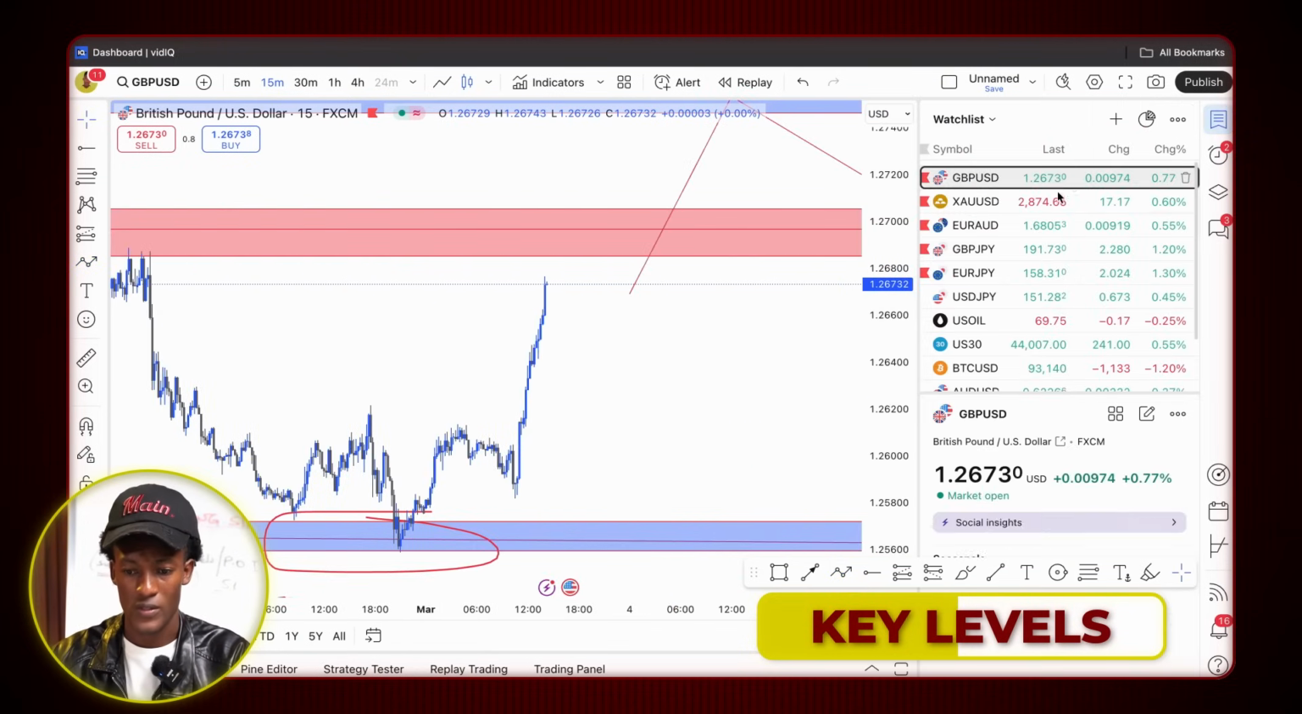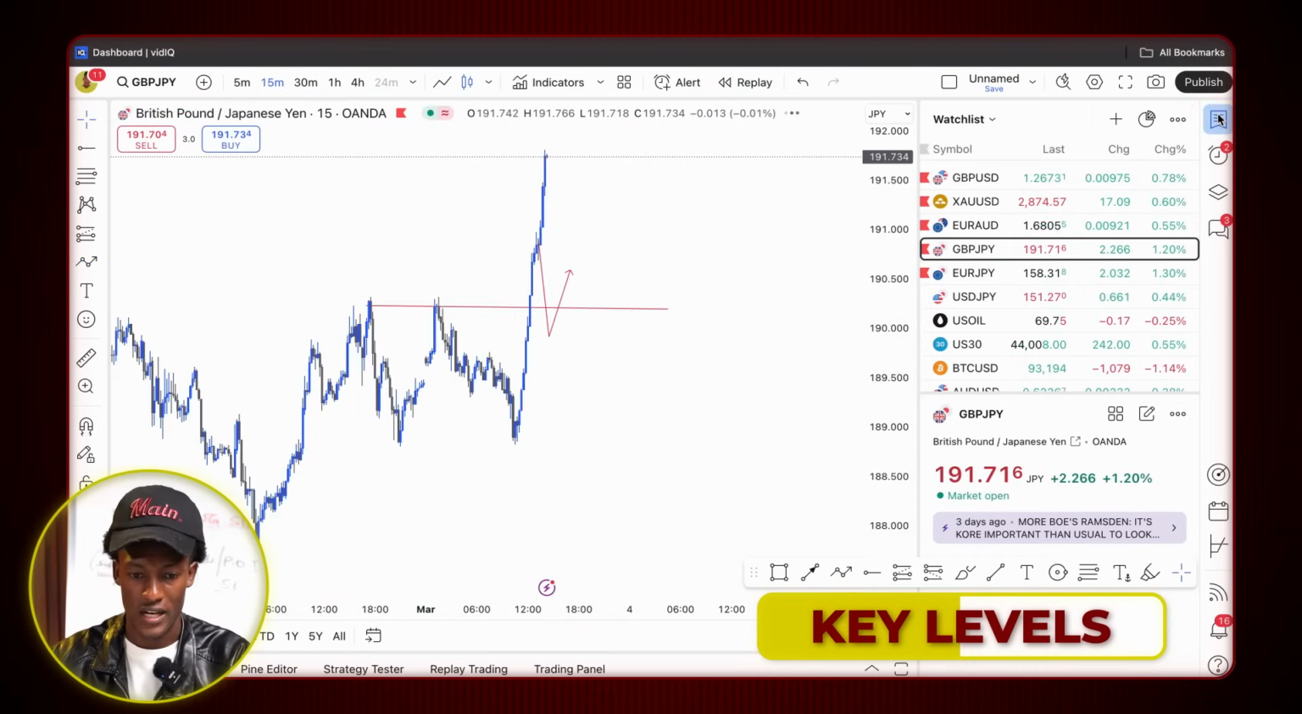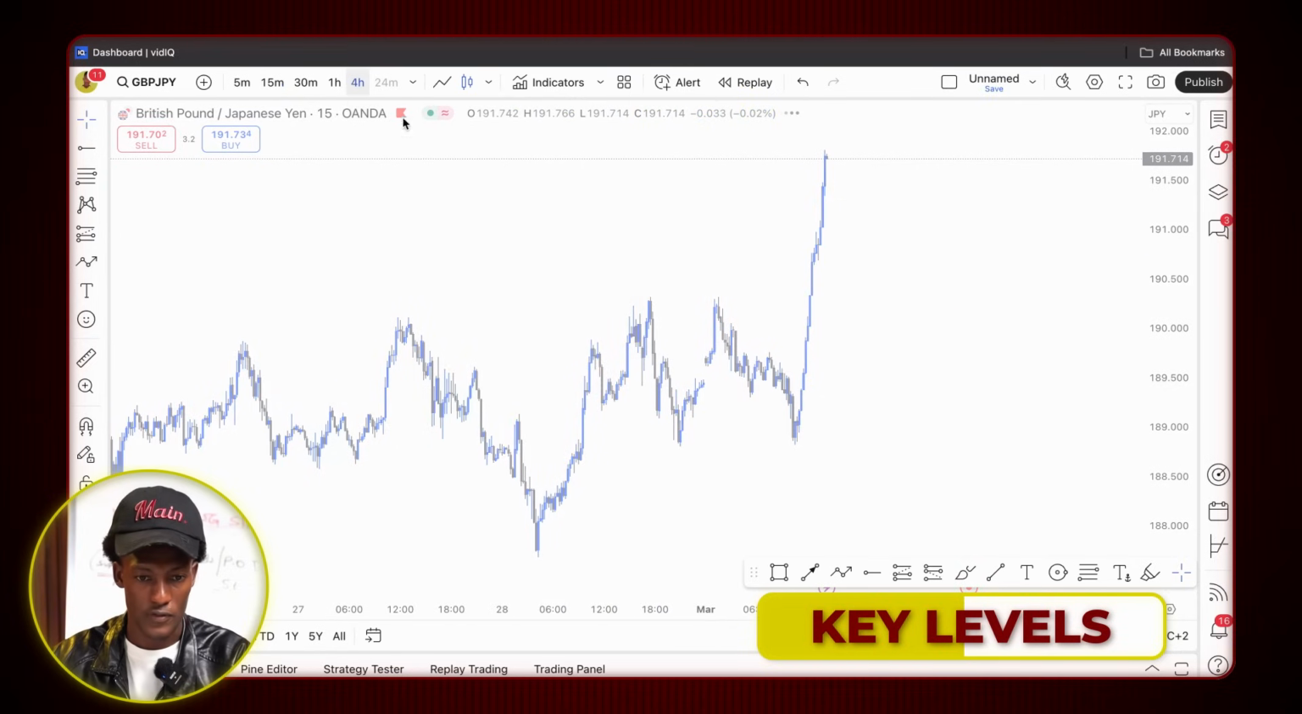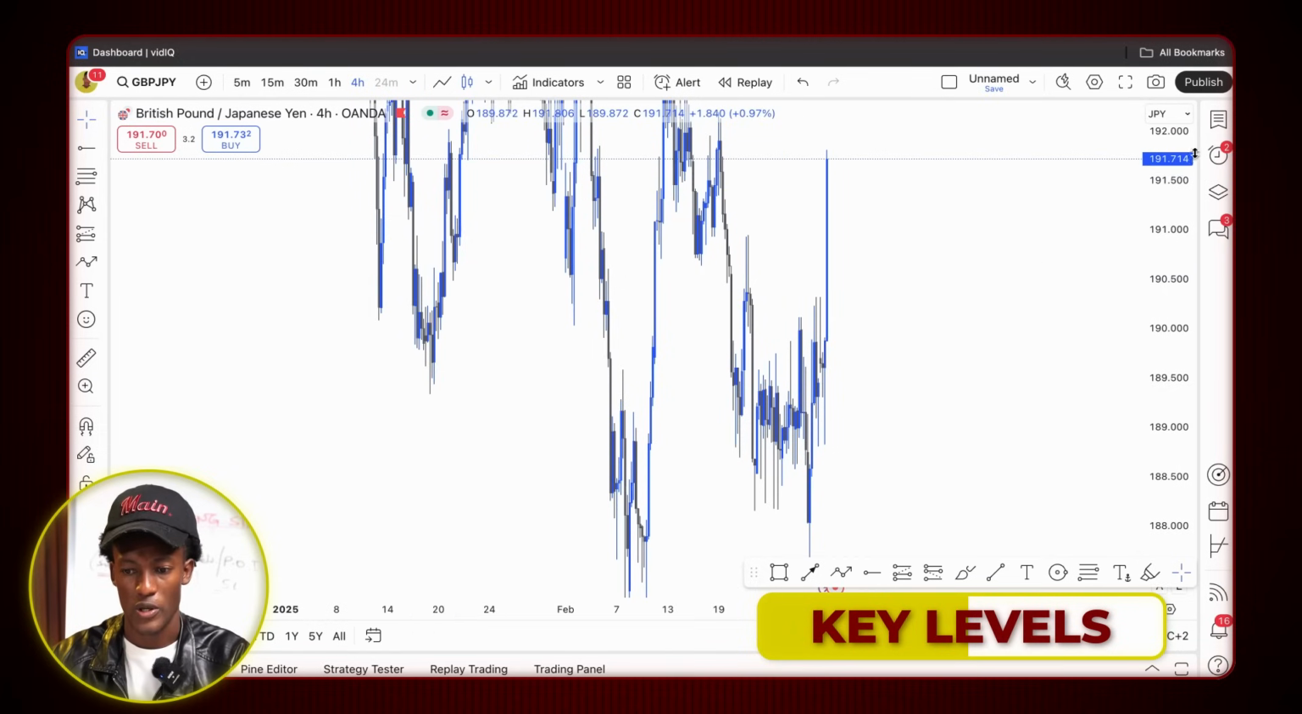Now let's go over to some other pair. We can try JPY and C. So we shall delete all our drawings and let's start off from the H4. Okay, just quickly. Okay, there we go.